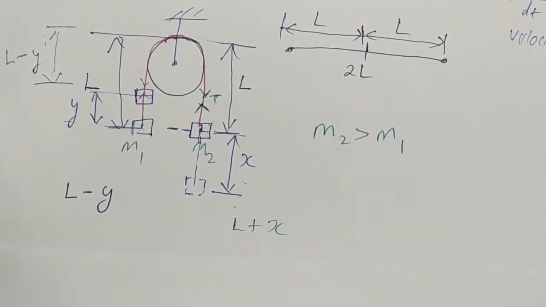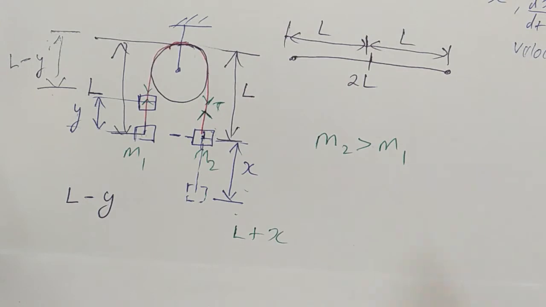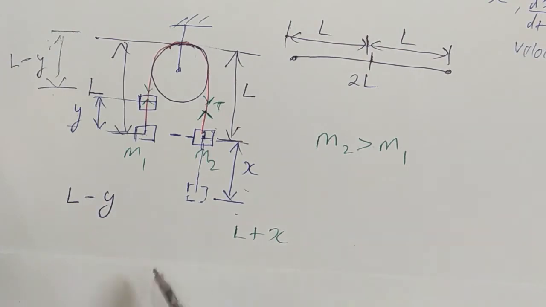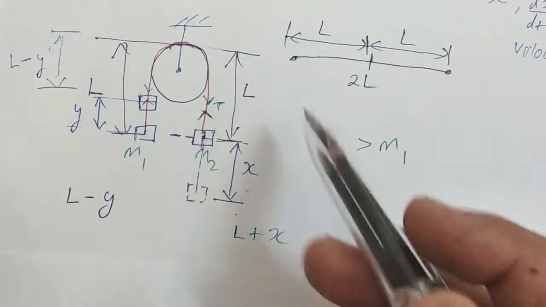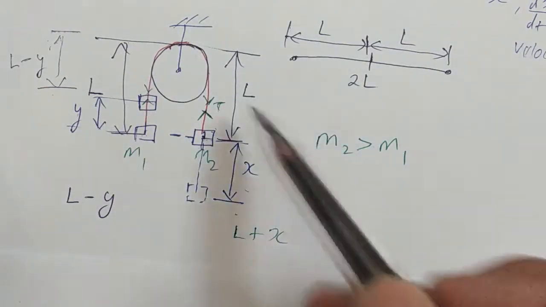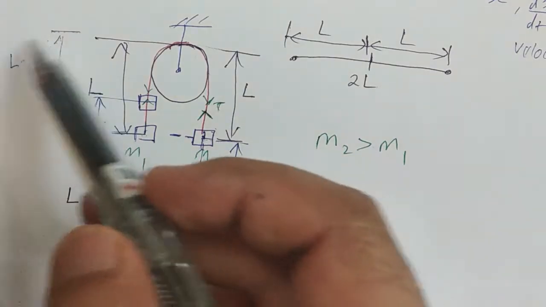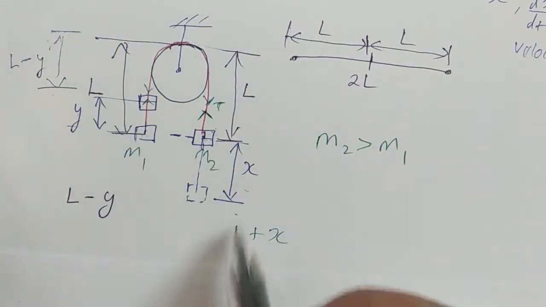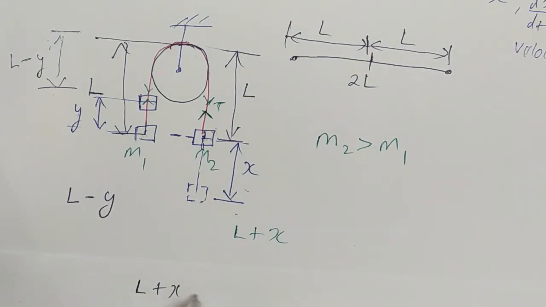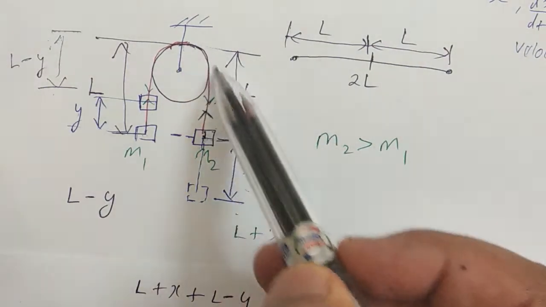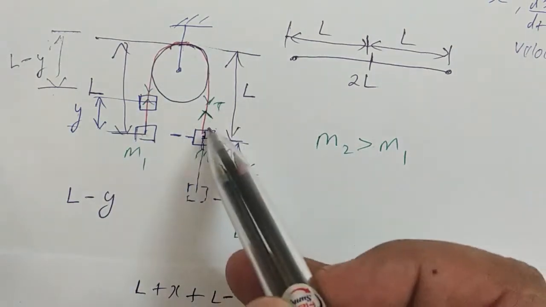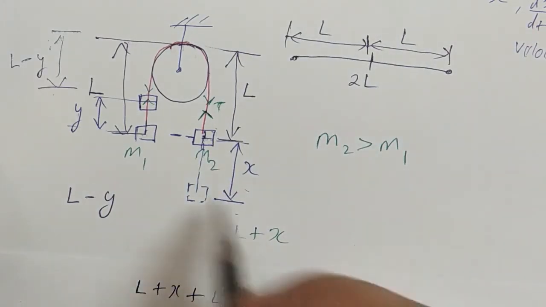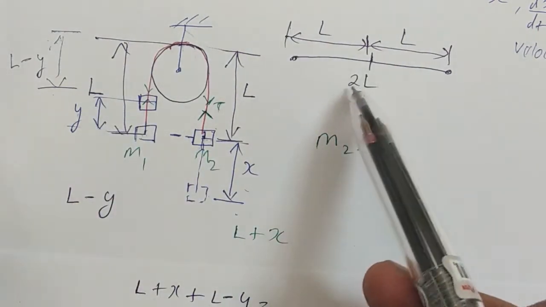So initially, while starting the problem, we have discussed that the string is inextensible. What does that mean? It means that the length of the string is always constant. So in this situation, after the movement has occurred, the length of the string on this side has become L plus x, and on this side has become L minus y. So the total length will be L plus x plus L minus y. That is this length plus this length. That is the total length after the movement of this mass has occurred. That is the total length of the string, and it is constant, equal to 2L.